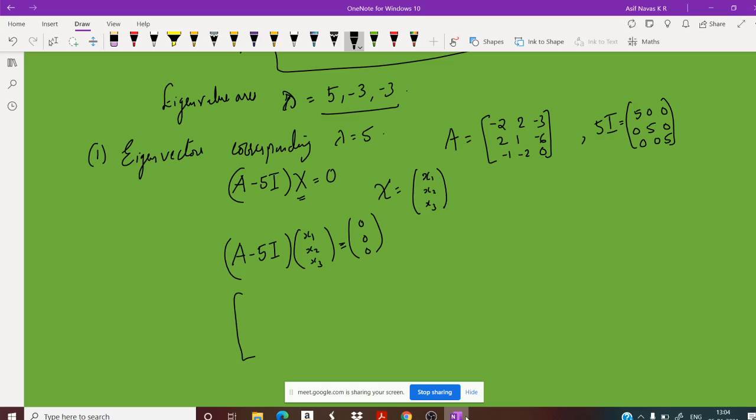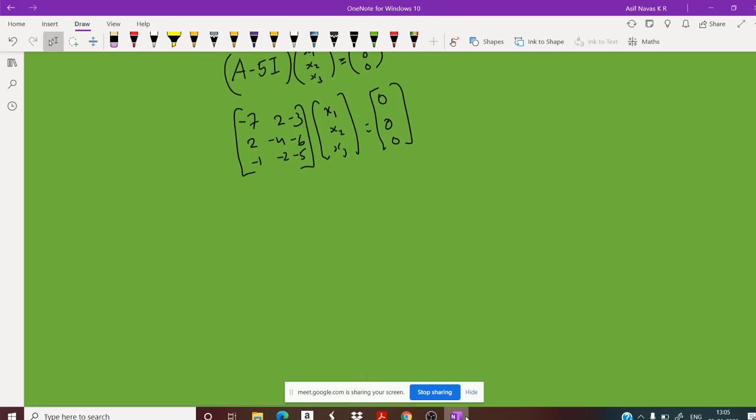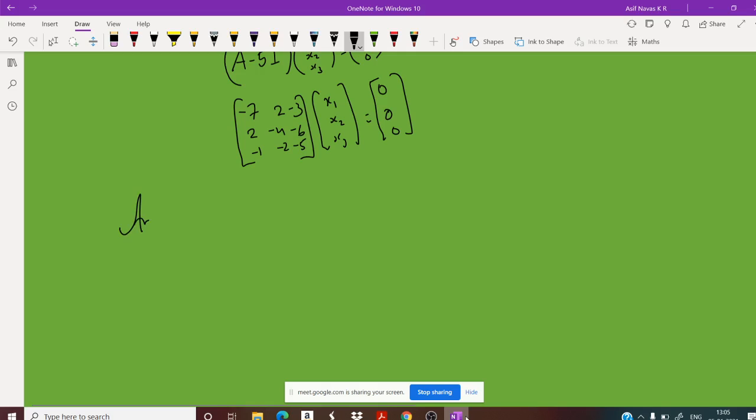So what is A minus 5I? A minus 5I is minus 7, 2, minus 3; 2, minus 4, minus 6; minus 1, minus 2, minus 5, times x1, x2, x3 is equal to 0, 0, 0. Now how to solve this? First you find the augmented matrix, right?